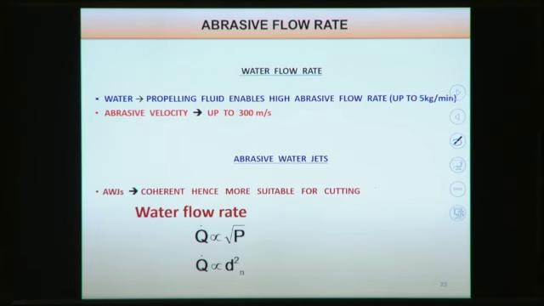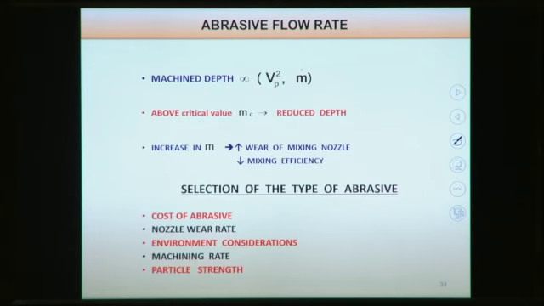One reason abrasive water jet is better than abrasive jet machining is that in abrasive water jet machining, whatever diameter of jet is generated, it is coherent in nature, so it impinges on the workpiece surface in a small diameter. A coherent jet is generated in abrasive water jet machining, and that's why it is more suitable for cutting operations.